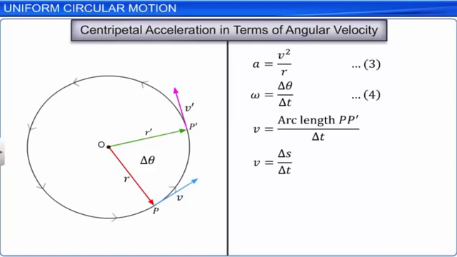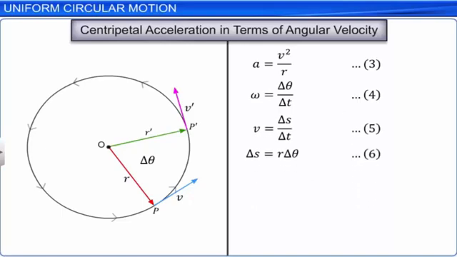Substituting 6 in 5, we get v is equal to r delta theta by delta t. Let this be equation 7. Substituting 4 in 7, we get v is equal to r omega. Let this be equation 8. Now, substituting equation 8 in 3, we get centripetal acceleration a c is equal to omega square into r.